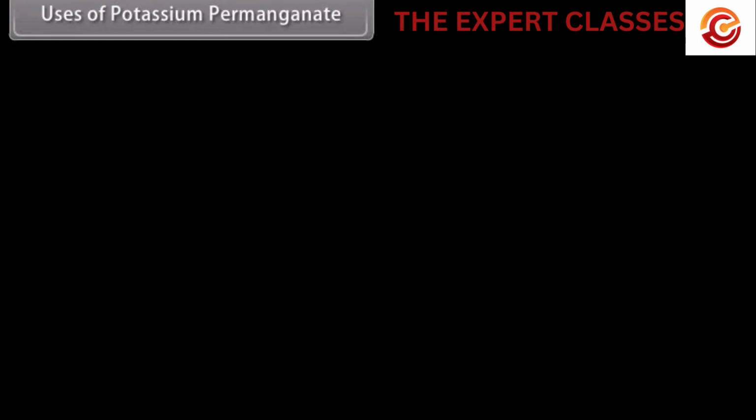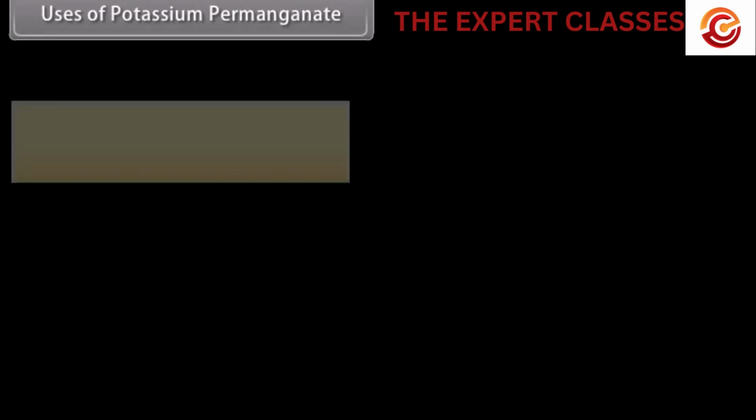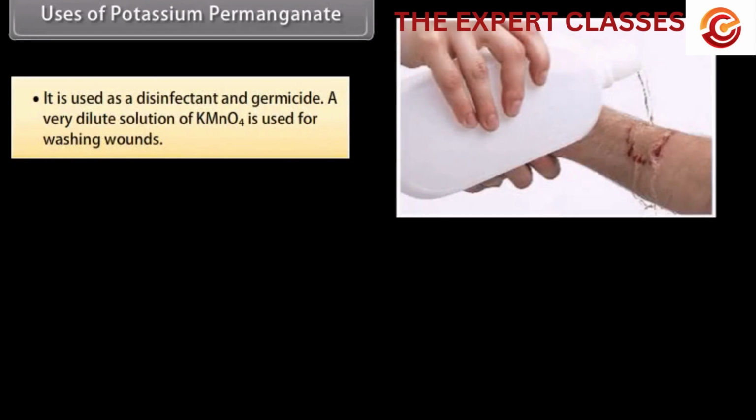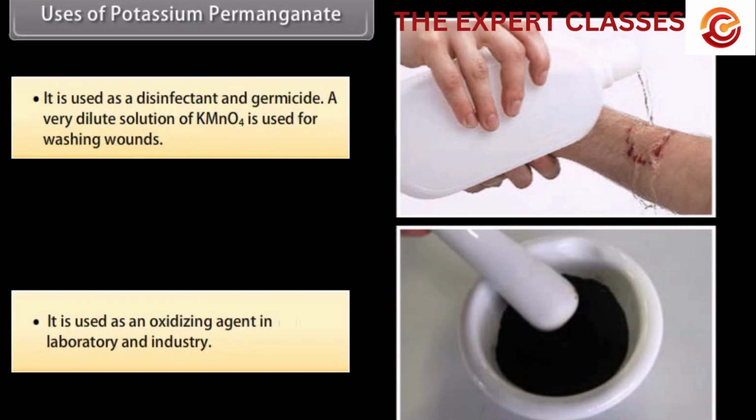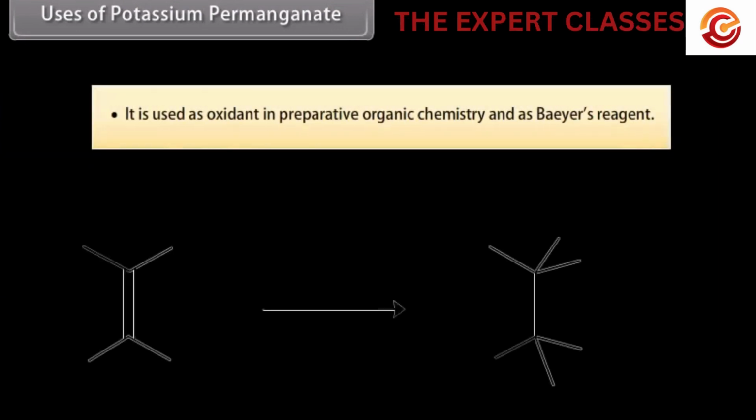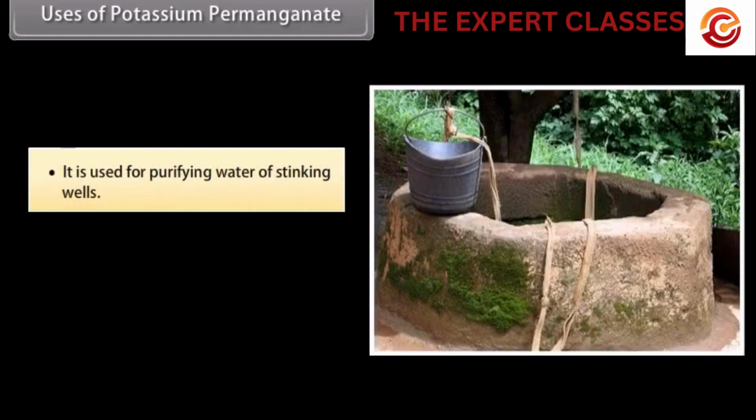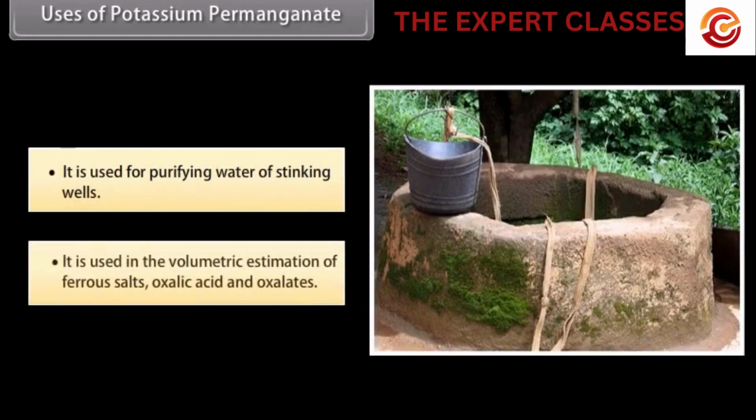Uses of potassium permanganate. The important uses of potassium permanganate are the following. It is used as a disinfectant and germicide. A very dilute solution of KMnO4 is used for washing wounds. It is used as an oxidizing agent in laboratory and industry. It is used as oxidant in preparative organic chemistry and as Baeyer's reagent. It is used for purifying water of stinking wells. It is used in the volumetric estimation of ferrous salts, oxalic acid and oxalates.